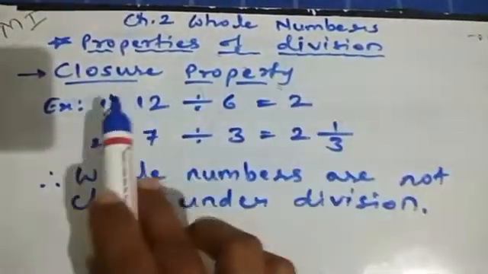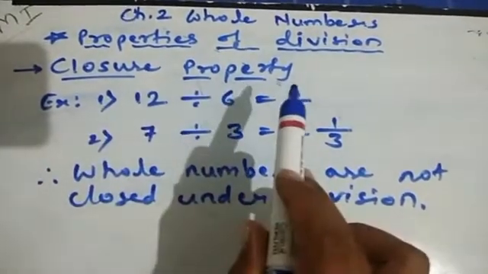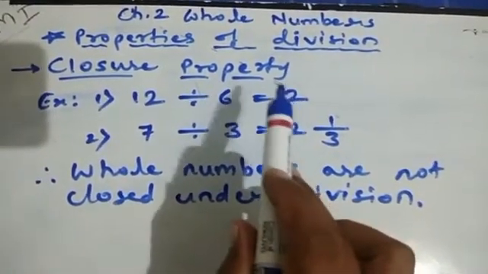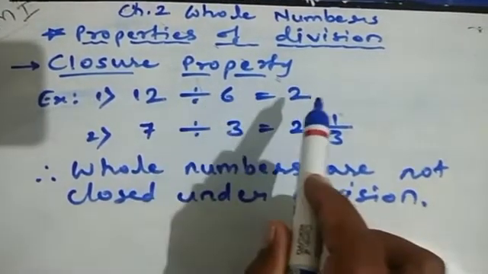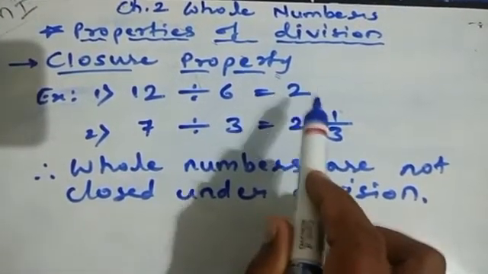Students, now let's study the next part of this chapter, that is properties of division. In that, first we are going to discuss the closure property. In this, what we are going to check is whether, when we divide one whole number by another whole number, we get the answer as a whole number only or not.